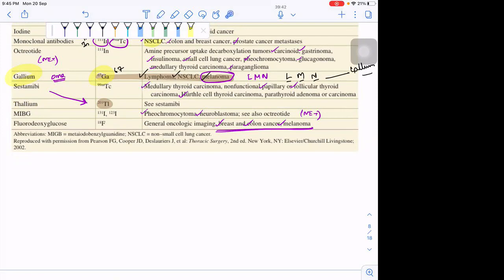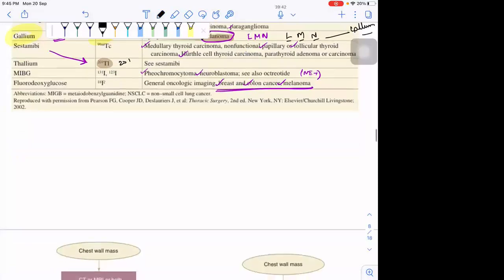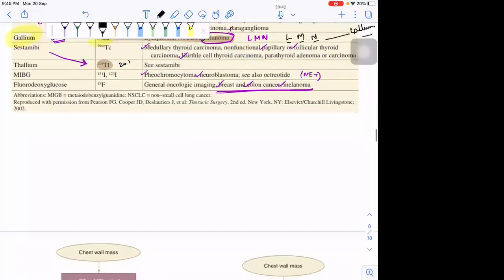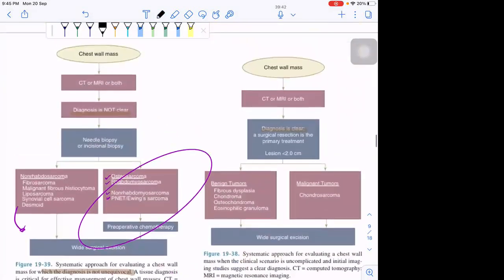The medullary thyroid carcinoma and the non-functional papillary or follicular thyroid carcinoma, Hurthle cell carcinoma, or parathyroid adenoma and carcinoma, where a sestamibi scan is used. And the thallium, the number is 201. So thallium is the same as sestamibi. The indications are the same as sestamibi. And MIBG scan for pheochromocytoma, neuroblastoma, and fluorodeoxyglucose FDG 18. Okay, FDG 18, as you know already, same conditions only.